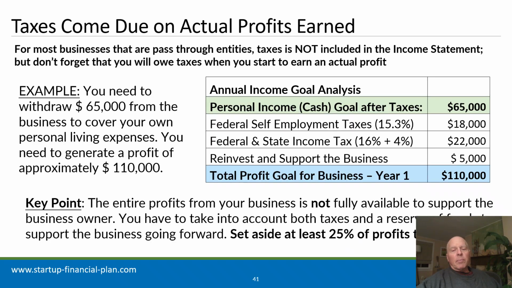Now, let me make a point because it's a little confusing. You might say, well, you're confusing me with taxes. If you're a limited liability company, your tax designation is probably going to be sole proprietorship, partnership, or S corp. Those are pass-through entities. What does that mean? I don't know what you mean by that.